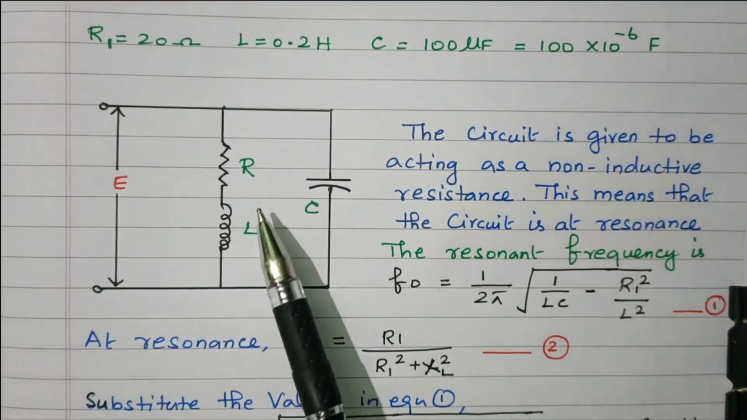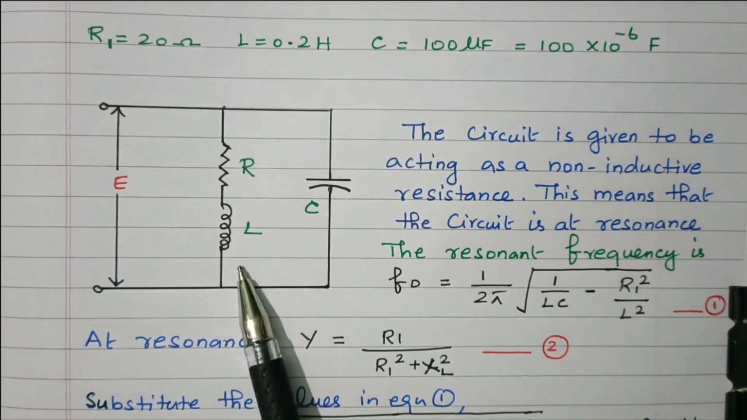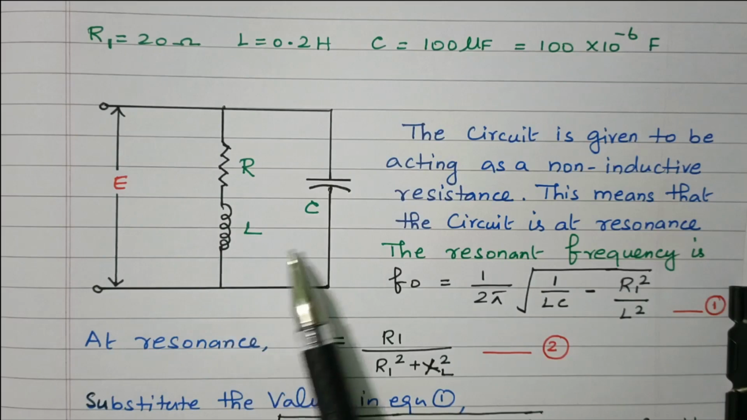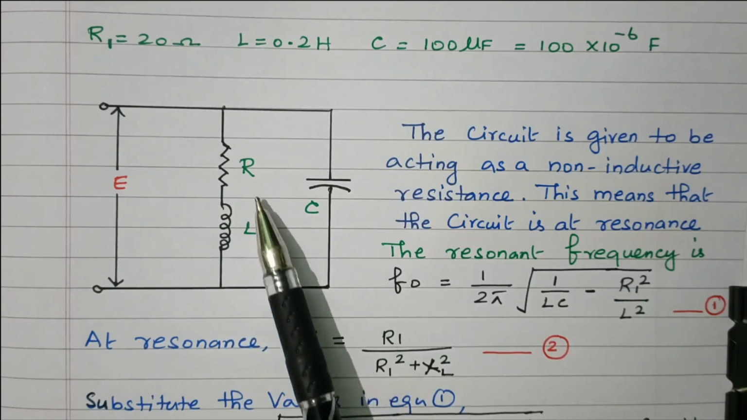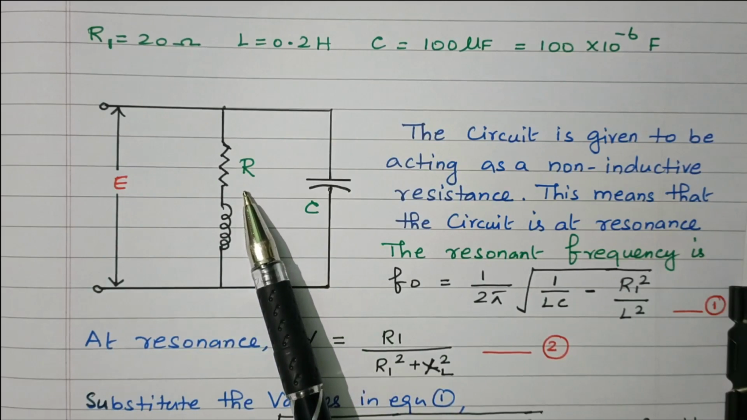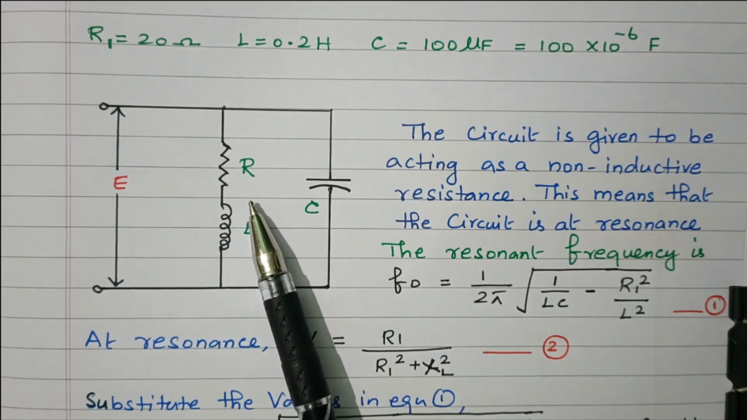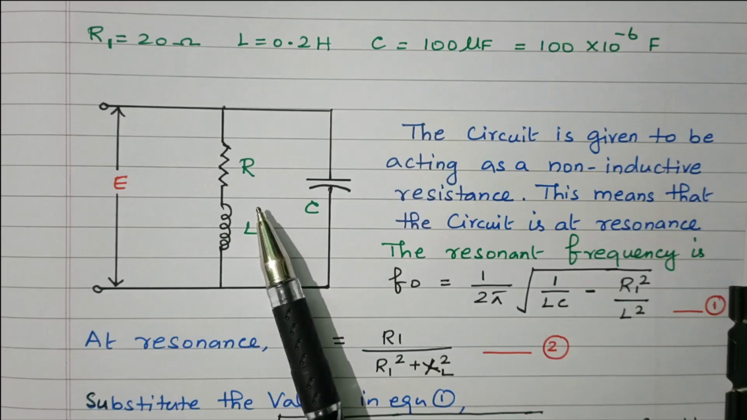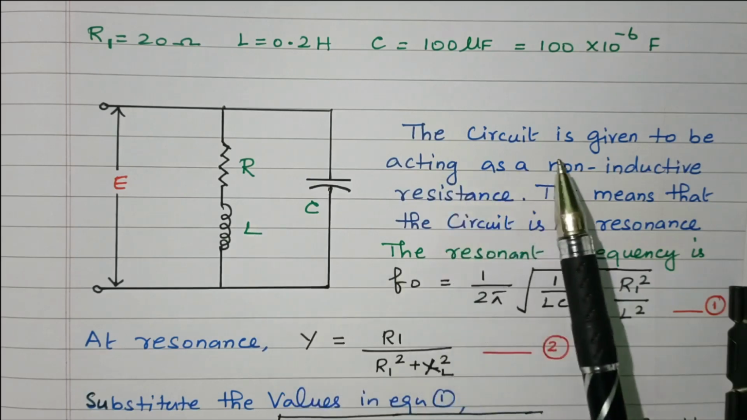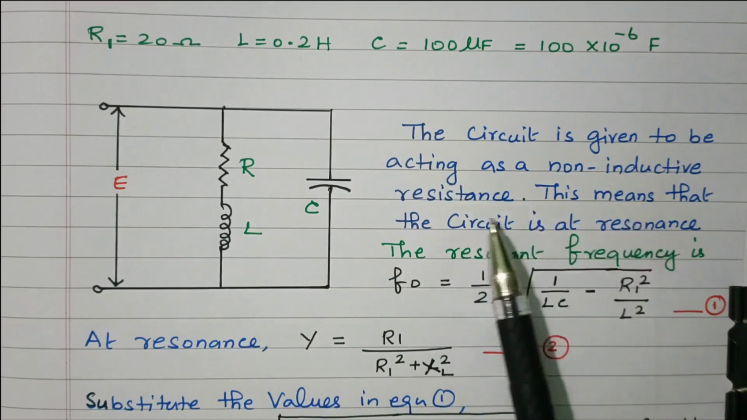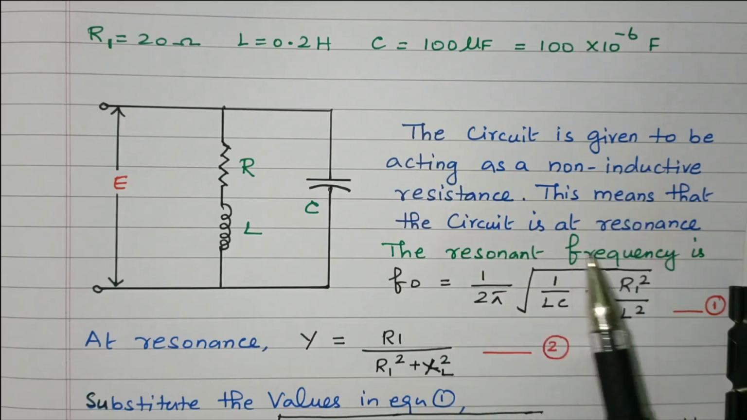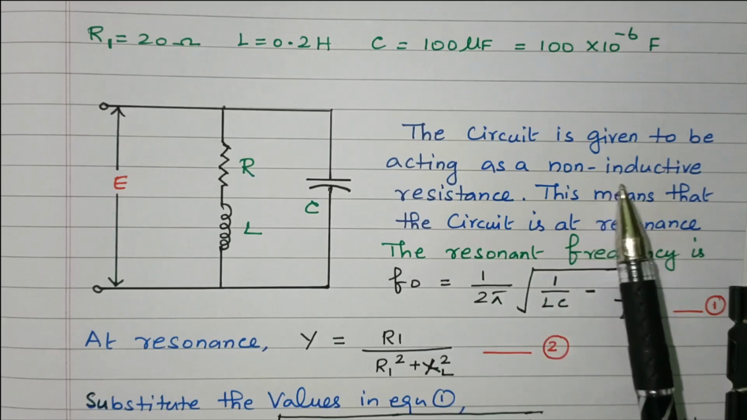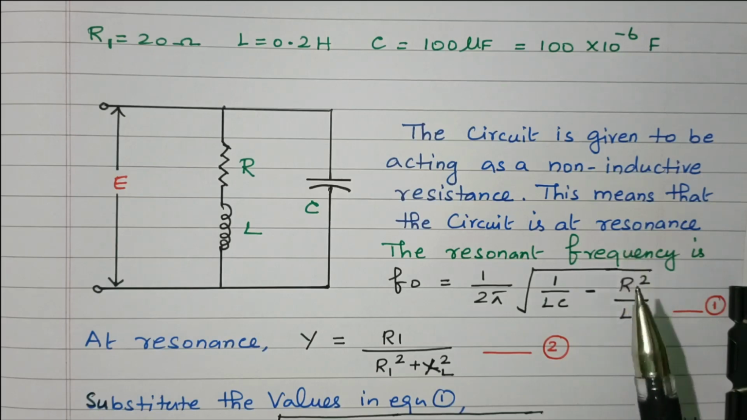The applied voltage is E. This is a non-inductive circuit. It's a coil with the inductance L and resistor R that is connected in parallel with the capacitor. This R1 value is already given. Now we need to find the R value at the frequency at which it acts as a non-inductive resistance. The circuit is given to be acting as non-inductive resistance. This means that the circuit is at resonance. The meaning of non-inductive resistance is resonance. That is, inductive reactance and capacitive reactance are equal and got cancelled. The circuit acts as only resistance under resonant condition.